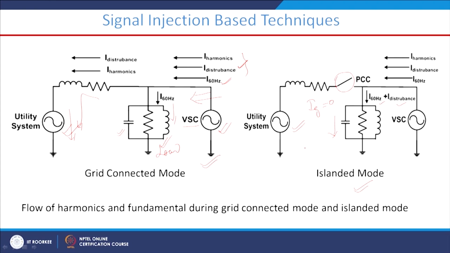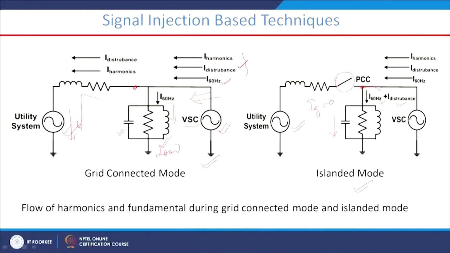In the first case, the PCC voltage is governed by the grid. However, during islanded mode of operation, the PCC voltage is due to the disturbance and the 60 hertz signal. So the voltage due to this disturbance or harmonic signal can always be measured as the harmonic voltage at the PCC, and then the corresponding detection process can be developed.